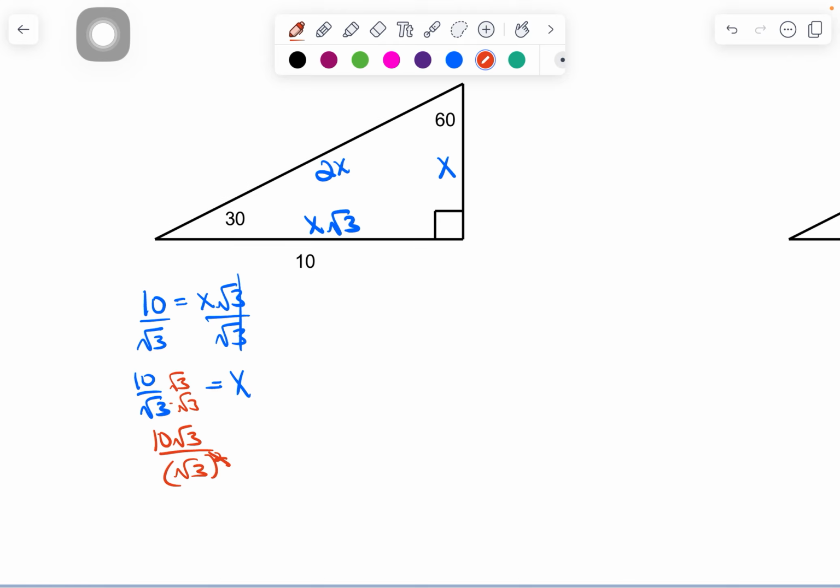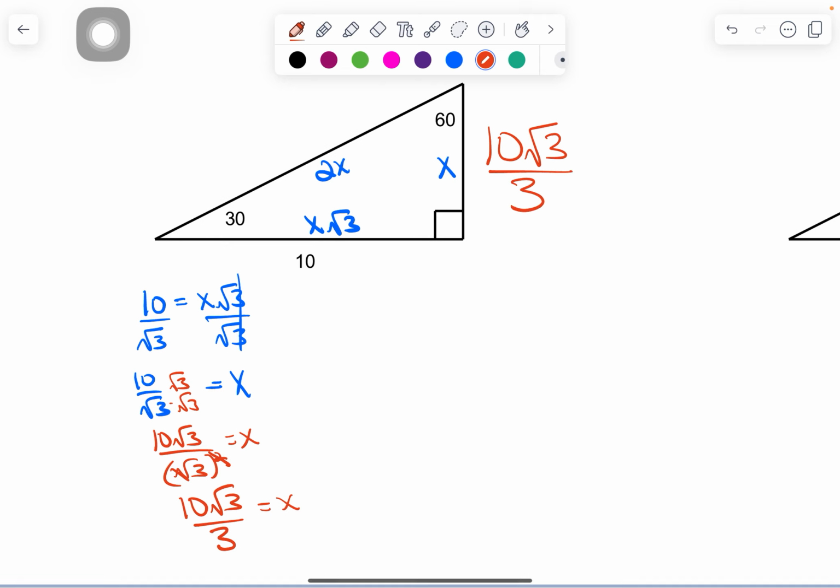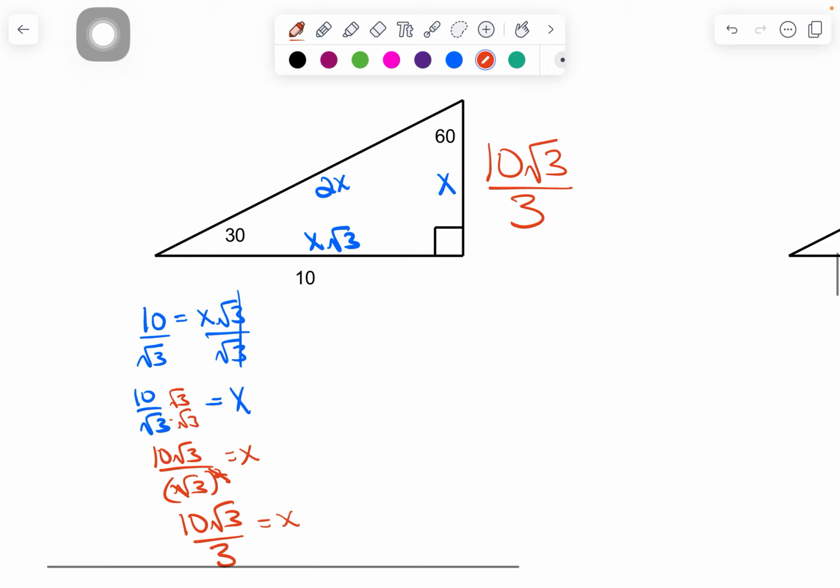But wait a minute, square and square root cancel each other out. So what I'm left with is 10 root 3 over 3. And that is what x is equal to. And no, I can't reduce that fraction. So this side is 10 root 3 over 3. Yes, we can get weird answers like that. And it's okay.